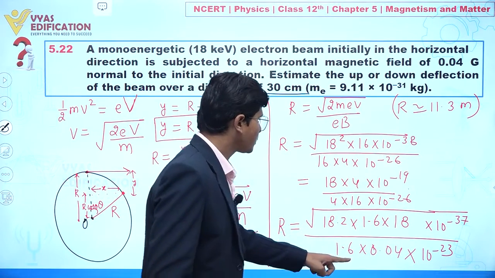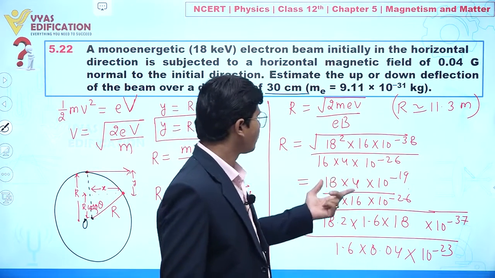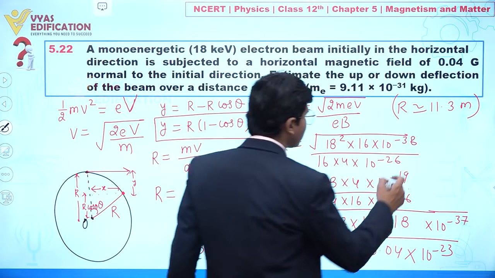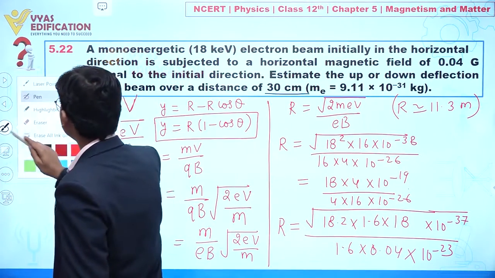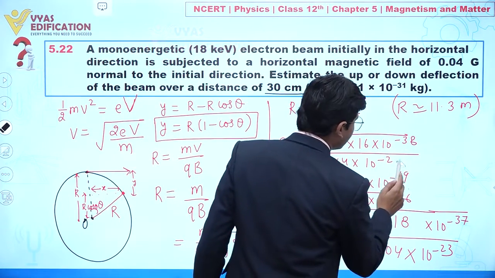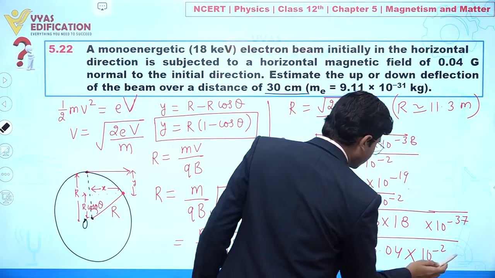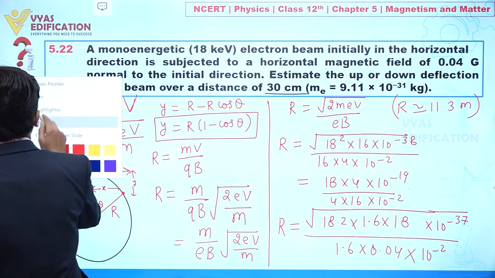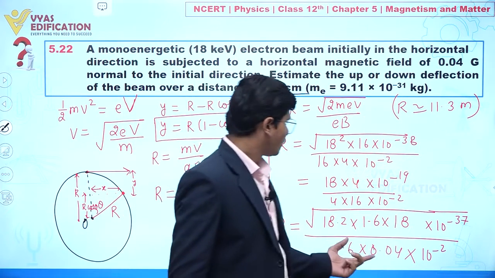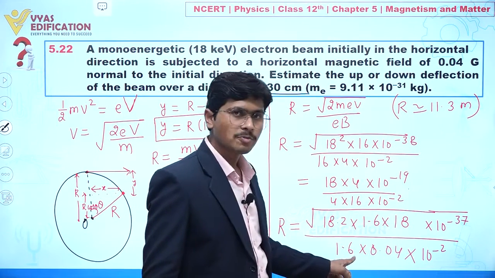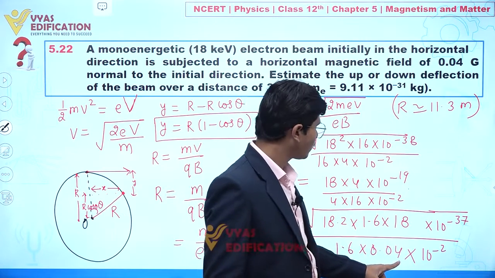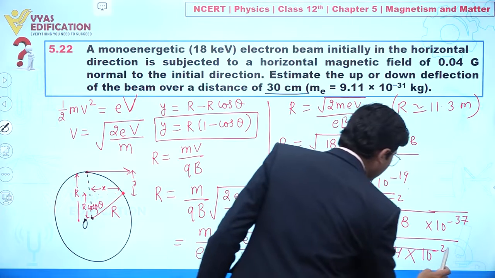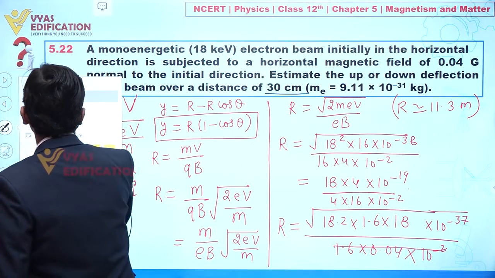This is 1.6 into 10 to the power minus 19 and 4 into 10 to the power minus 21. My dear student, this is 21. Listen carefully. This is 1.6 into 10 to the power minus 19, or we can say 4 into 10 to the power minus 2. Or directly we can calculate it.